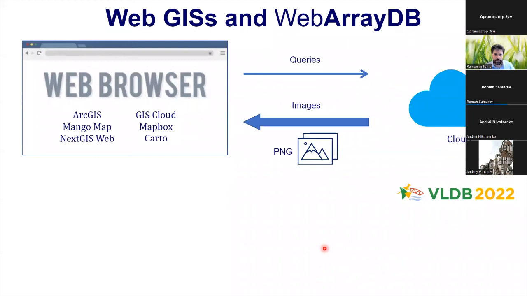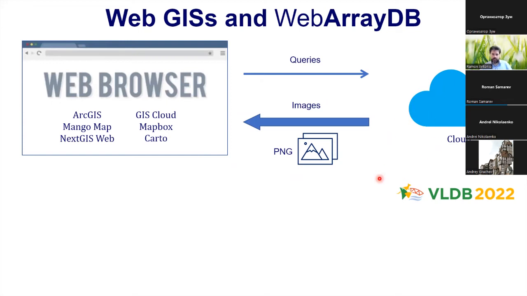Another interesting and novel research and development direction is related to web geographic information systems and array DBMSs. As you know, web browsers are becoming increasingly popular platforms for client applications. Modern web GISs, geographic information systems, run all array processing on the server side, for example, in the cloud. They use geospatial protocols to send queries and retrieve images for display, for example, PNG files. This increases response times, degrading the user experience, especially for tunable queries.